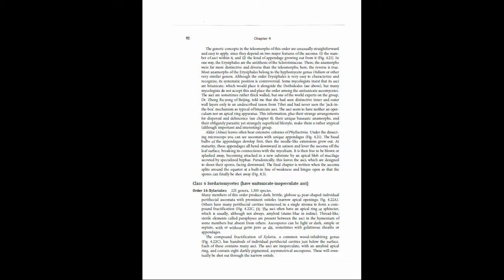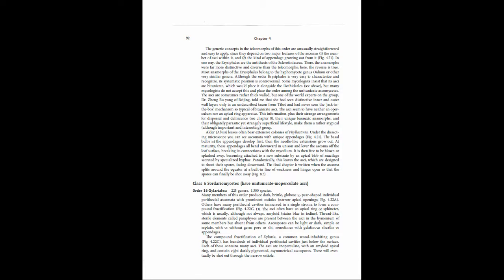The asci are sometimes rather thick-walled, but one of the world experts on the group, Dr. Zheng Ruyang of Beijing, told me that she had seen distinctive inner and outer wall layers only in an undescribed taxon from Tibet and had never seen the jack-in-the-box mechanism so typical of bitunicate asci. The asci seem to have neither an operculum nor an apical ring apparatus. This information, plus their strange arrangements for dispersal and dehiscence, see Chapter 8, their unique basoxic anamorphs, and their obligately parasitic yet strangely superficial lifestyle, make them a rather atypical, although important and interesting, group.